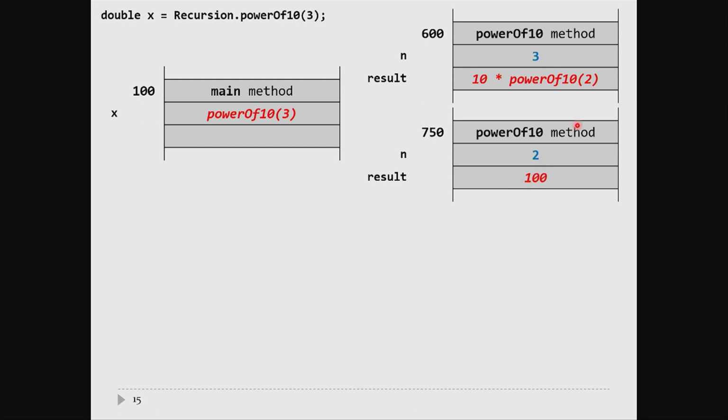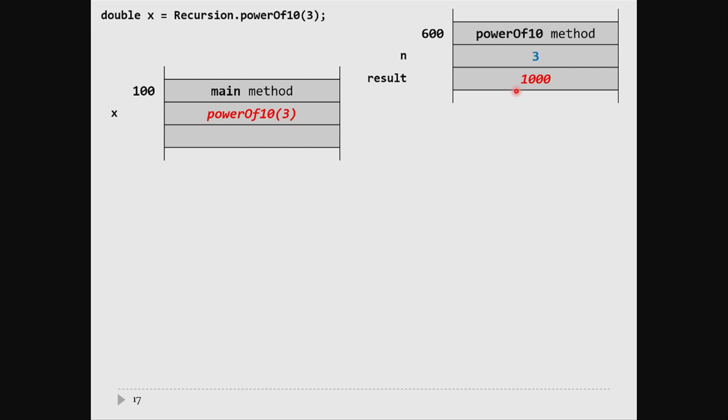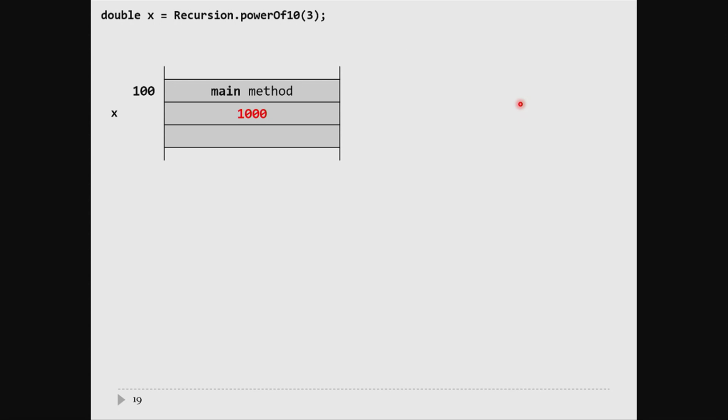That one's done, so it can return back up to here. That will become 100. This method can go away, and that becomes 1,000. Now this method's finally done, so it can return 1,000 back to the original caller, and then it can go away. And now all the memory that was allocated to these different versions of power of 10 has all been released back to, in this case, the Java virtual machine.